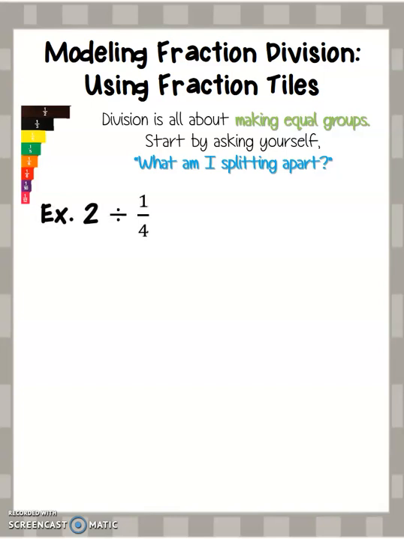So let's look again at that example, 2 divided by 1/4. Now, I already know from the last video that 2 divided by 1/4 is going to be equal to 8. But let's prove it using the fraction tiles.